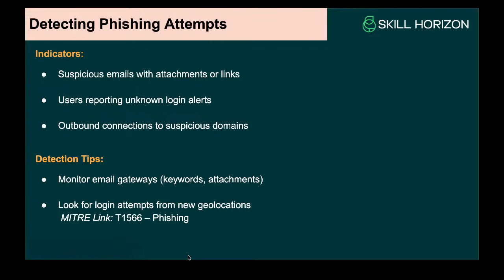So the indications are suspicious emails with attachments or links. If you are receiving some suspicious emails where the user was unknown, or maybe the username is somehow off, you observe it. This will be tricky, though. If you receive some kind of email with attachments or links, that might be an indication.